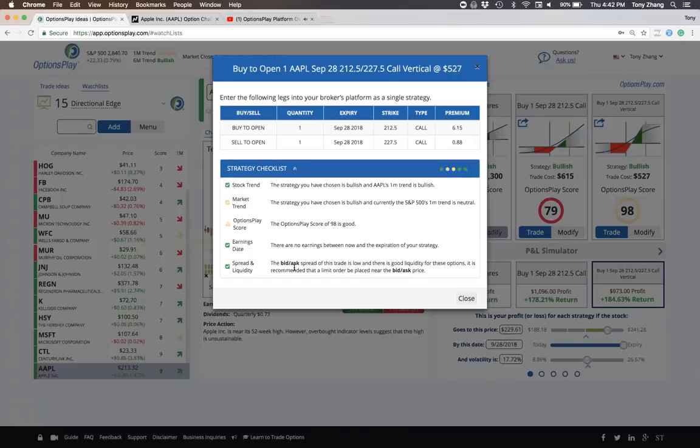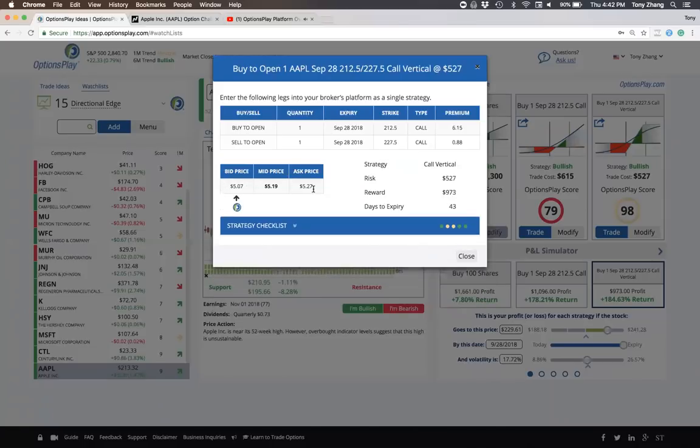And lastly, spread and liquidity. We want you to understand how liquid something is before you place a trade. Not something you really worry about when you're trading stocks, but definitely something you want to pay attention to when you're trading options, so that you're not stuck in a trade that you can't get out of later, because we want you to understand liquidity of something based on the bid and ask spread.